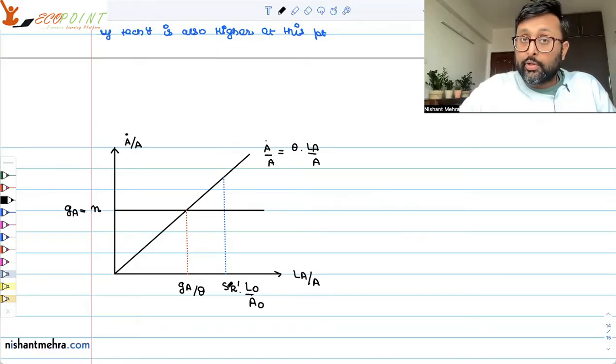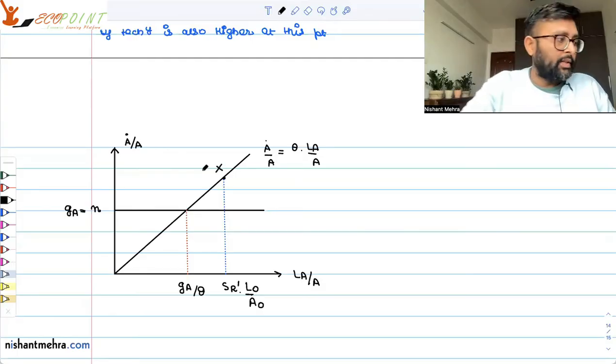Acha, you tell me one thing. This is one more thing. LA is SR into total labor force. So with the new share and the labor force at time period 0, the people engaged in research is LA dash or whatever. This particular point is labeled as X.